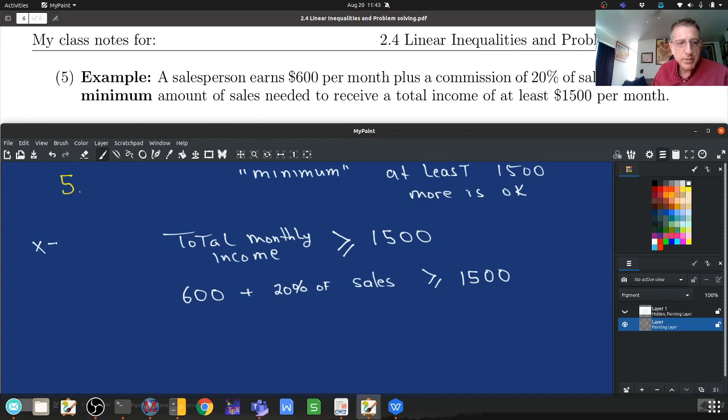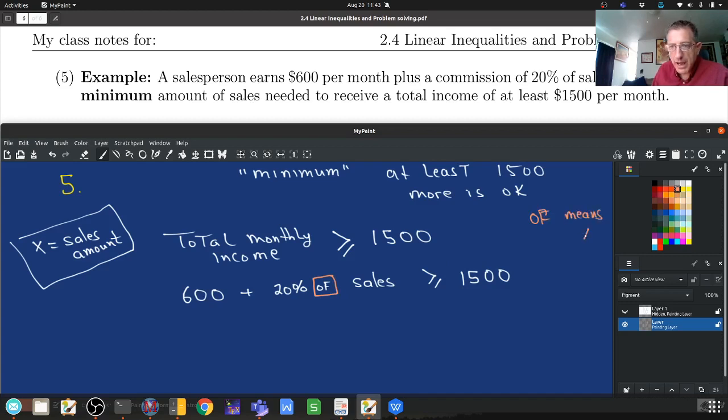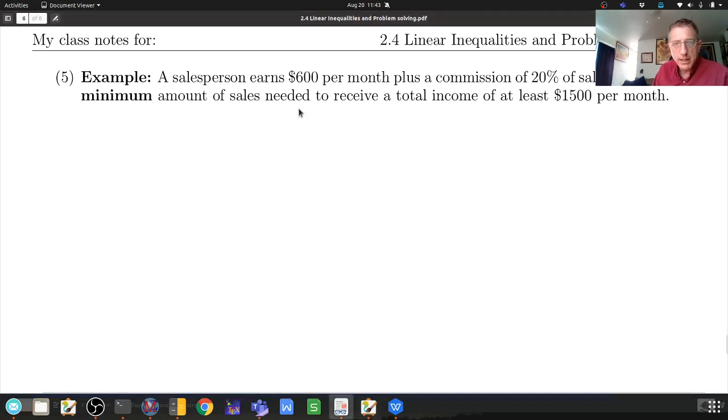So 20% of sales, what is it we're looking for? Let x be the sales amount. That's what we're asked to solve. I should have probably written that down earlier. So now I can translate this. The word "of" means times. So now we can literally translate this directly into an inequality.